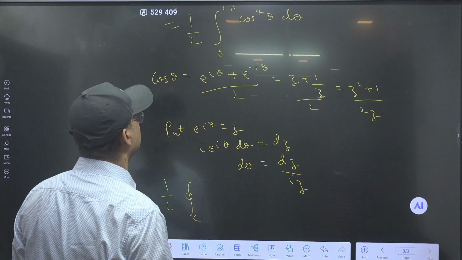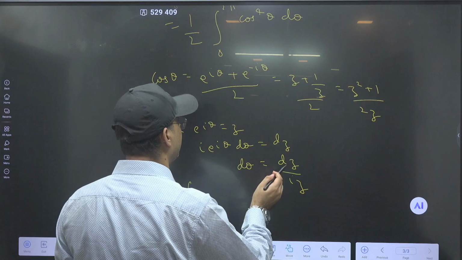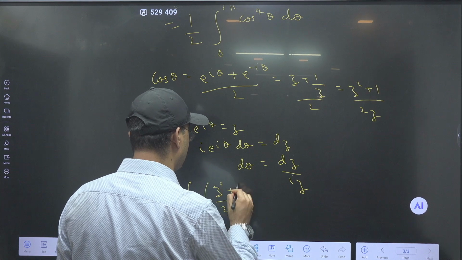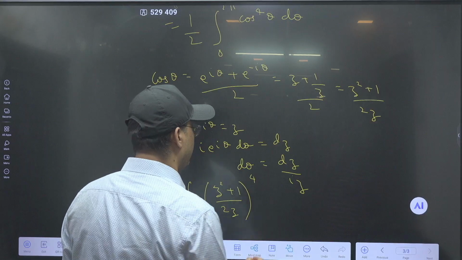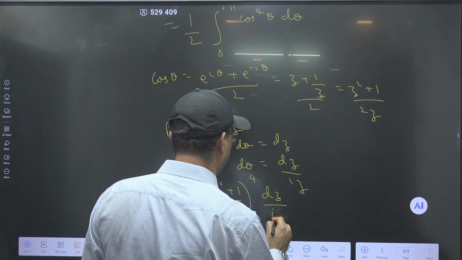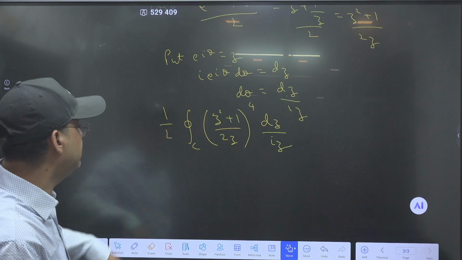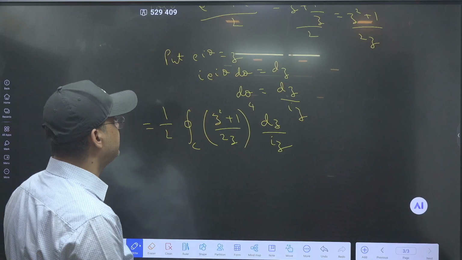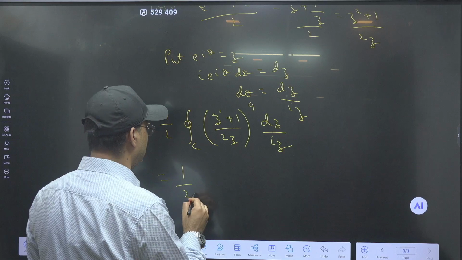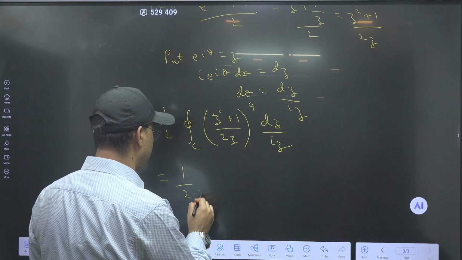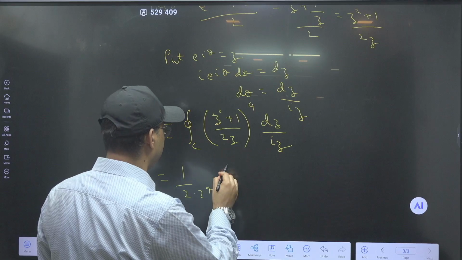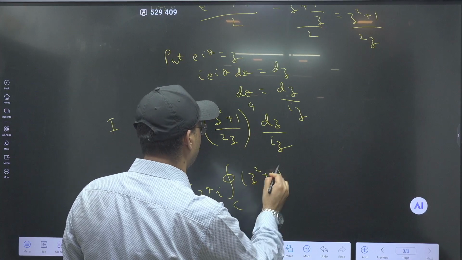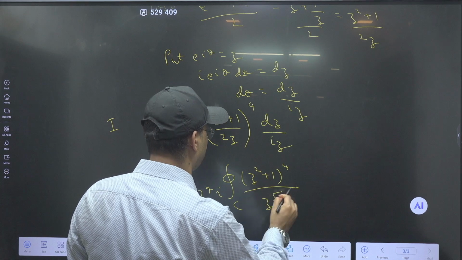over this unit circle, over this closed curve. So this can be written as z square plus 1 upon 2z whole to the power 4, and d theta can be written as dz upon iz. Alright, so this is the main integral that I have to find out. Now you see here, this can be written as 1 by 2, now this is your 2 to the power 4, isn't it? And I can write outside. So this is z square plus 1 to the power 4 upon z to the power 4.